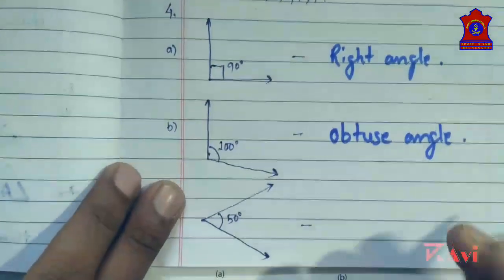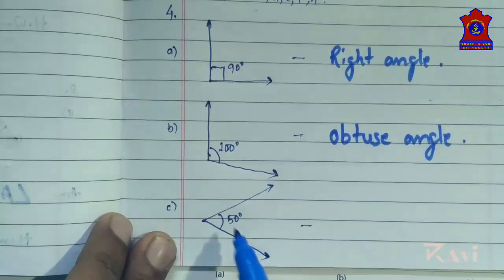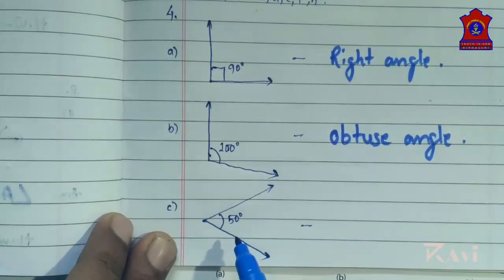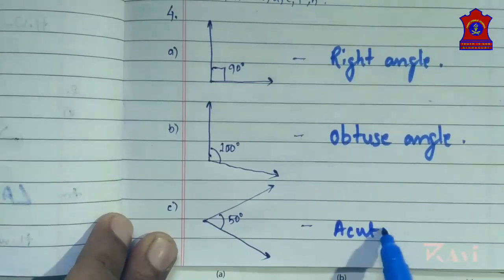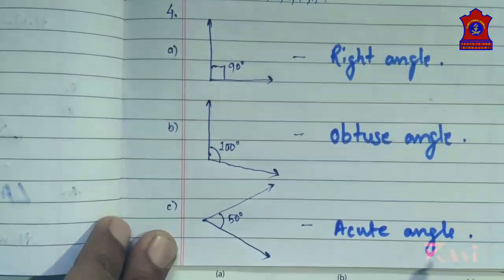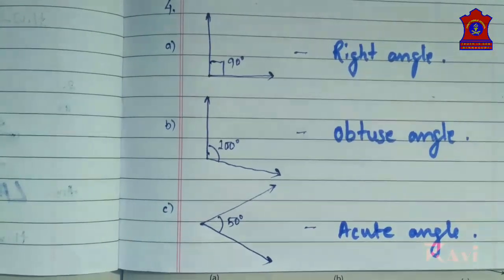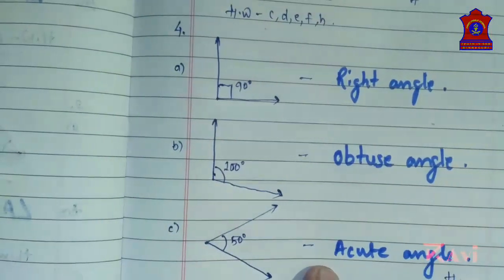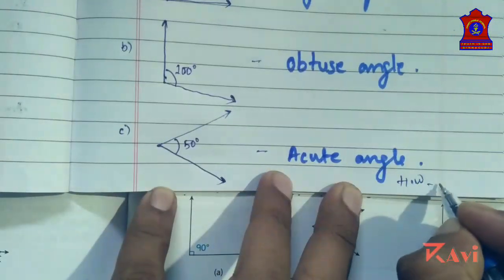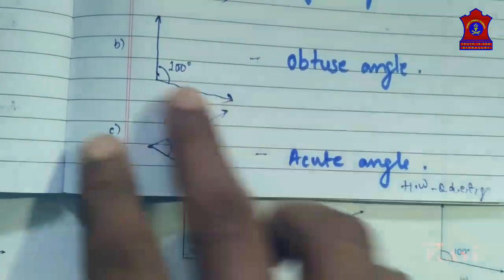If an angle is more than 0 degree but less than 90 degree, we call this an acute angle. See here, 50 degree is more than 0 degree but less than 90 degree. So write acute angle. Clear? Like this, you name the given angles. Other questions D, E, F, G you will do by yourself. Homework. Try doing these questions by yourself.